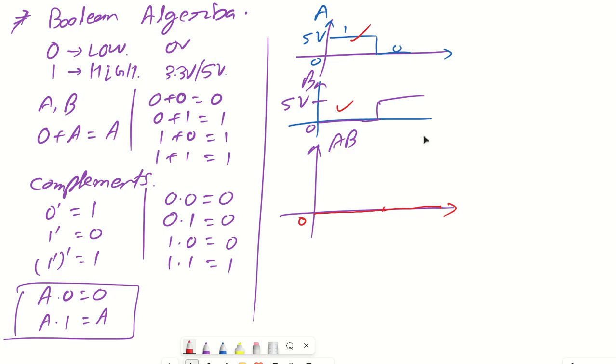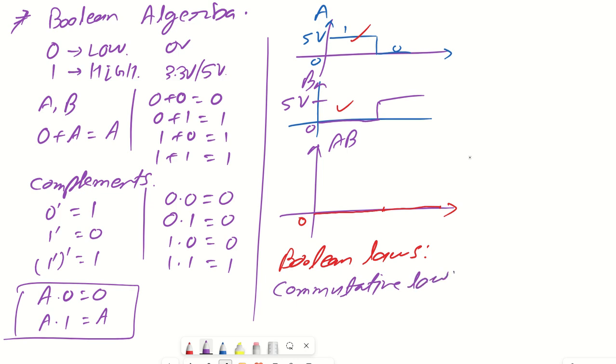Now let us talk about laws, Boolean algebra laws. In Boolean laws, we will see the commutative law. In the commutative law, number 1, AB is equal to BA. So whether you do AB or BA, both expressions will be the same. Number 2, A plus B, or A or B, is going to be B or A, or B plus A. So these are the laws for the commutative law.